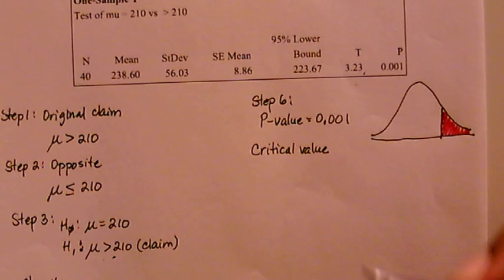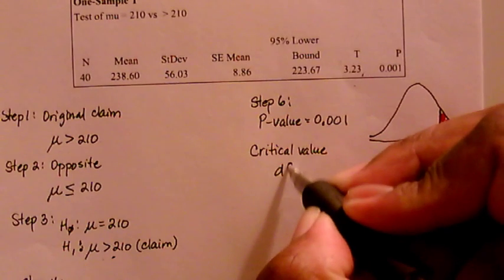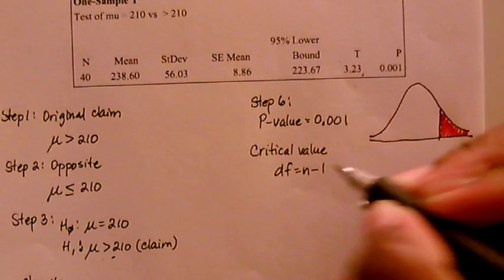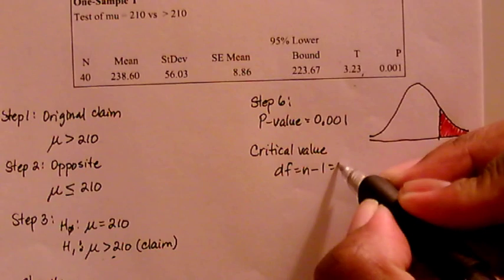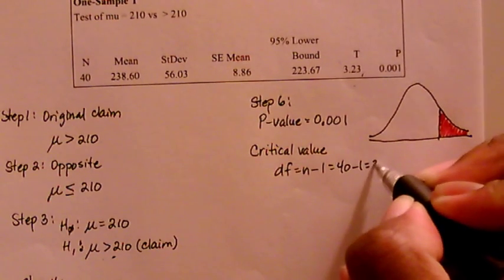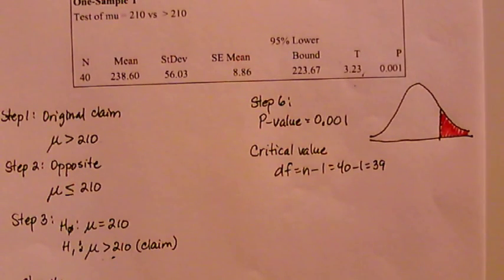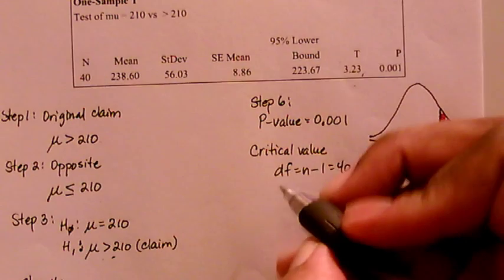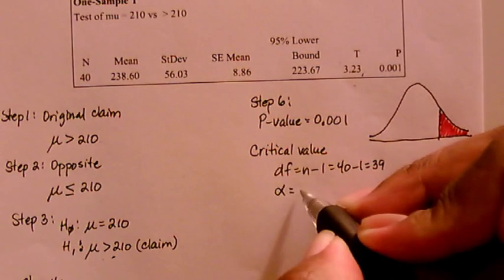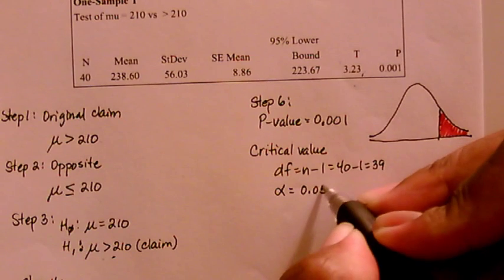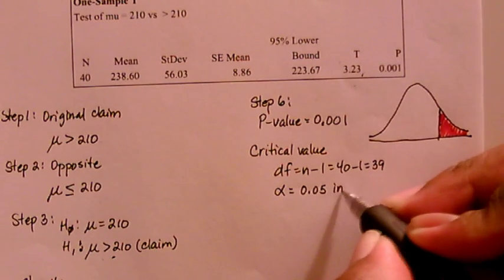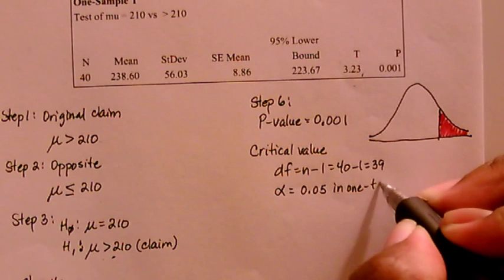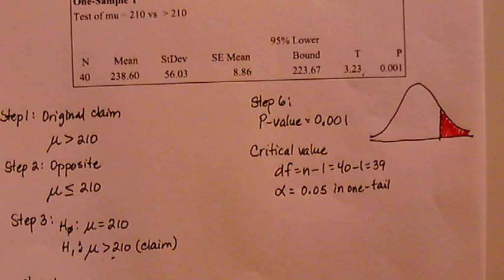Now, to find the critical value, that's where we use table A-3. Your degrees of freedom, in this case, they're 40 data values, so that's 40 minus 1, which is 39 degrees of freedom. And the alpha level is going to be 0.05 in one tail. The reason for that is because it is a right tail test. So it'll be 0.05 in one tail.